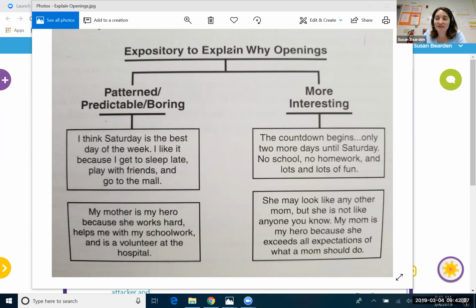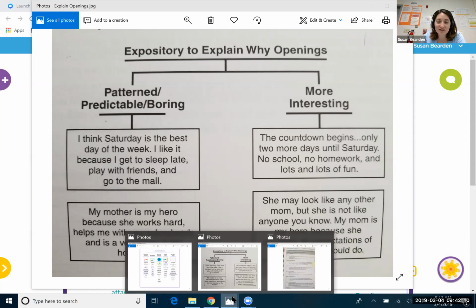Okay, hang on. I'm getting there, guys. Sorry. Technical challenge. There we go.